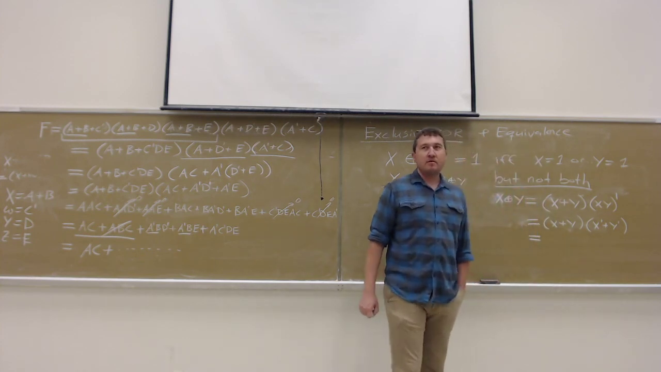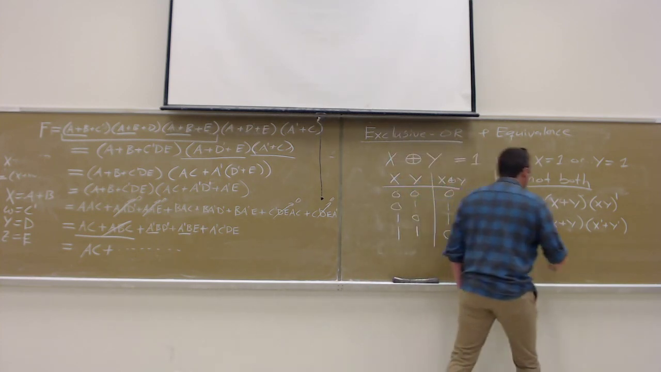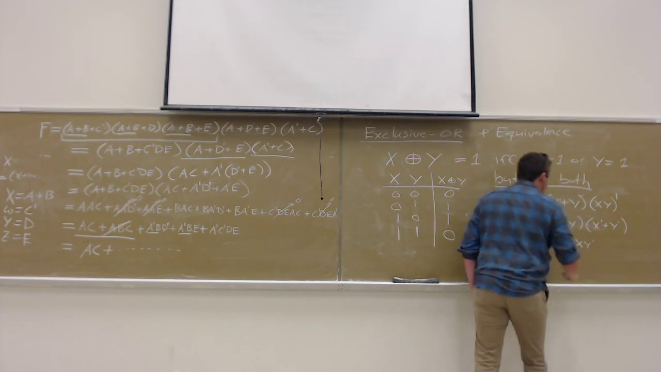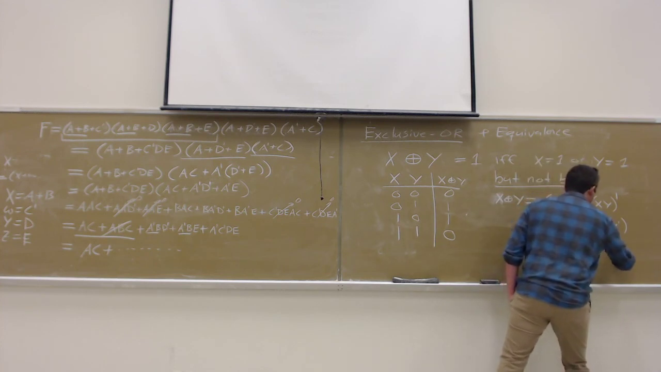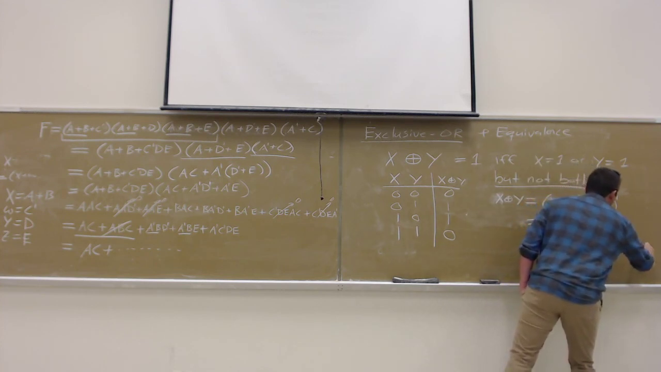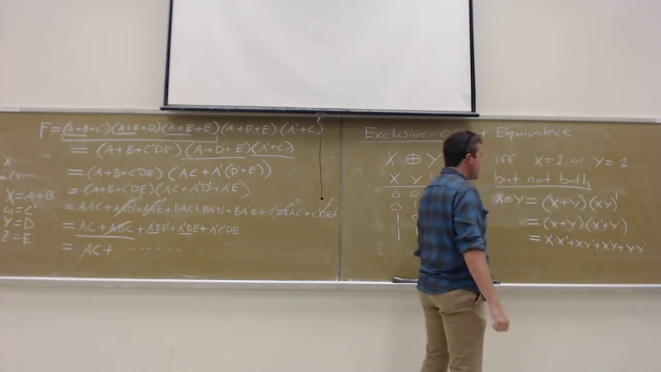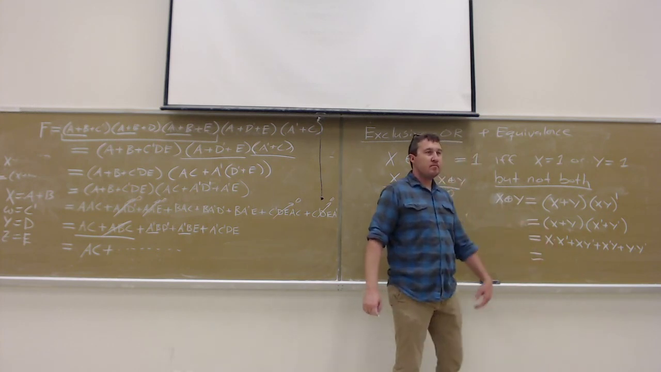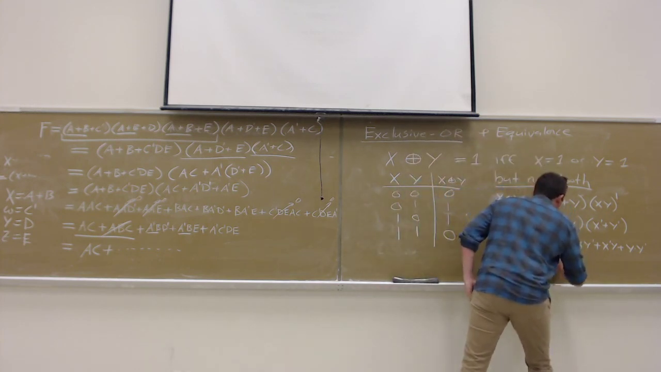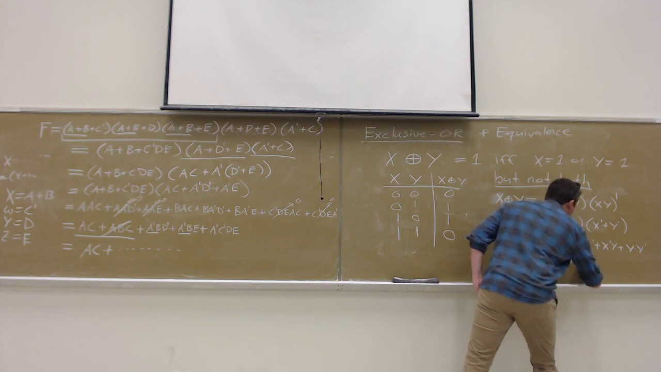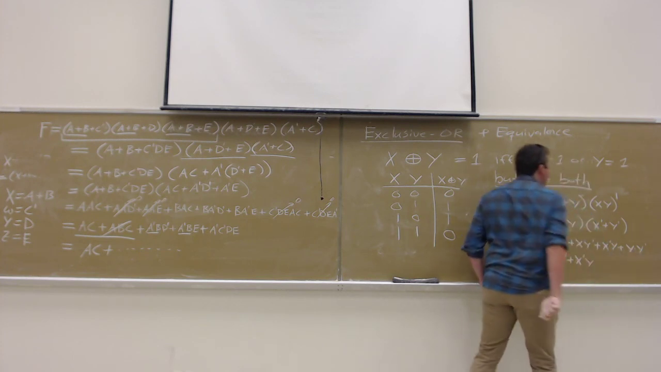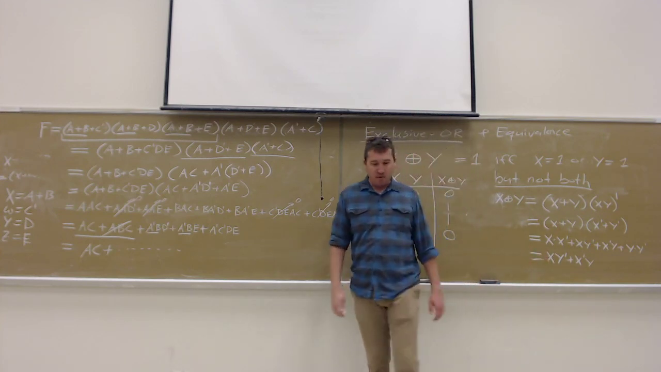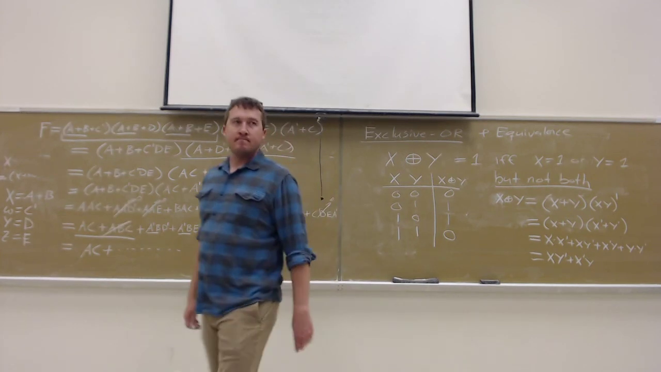We can distribute these together, right? We can FOIL them, that gets us X and X prime, or X and Y prime, or X prime and Y, or Y and Y prime. What happens to X and X prime? Goes to 0. We just have X and Y prime, or X prime and Y. What happens to Y and Y prime? Also goes to 0. So there we go. Sum of products solution: X and Y prime, or X prime and Y.